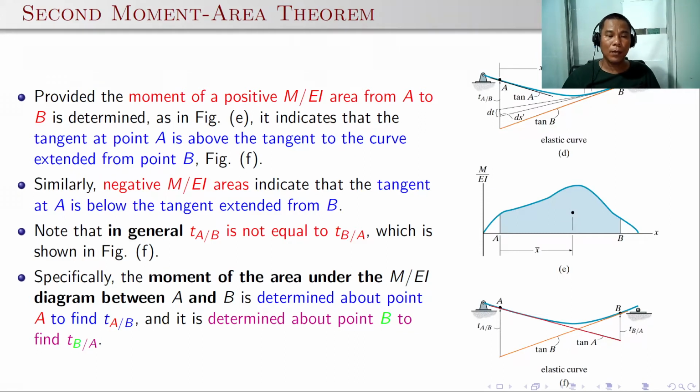The moment of the area under the M over EI diagram between points A and B is determined about point A to find the tangential deviation of A with respect to B, or t_A/B for short. And it is determined about point B to find the tangential deviation of B with respect to A, or t_B/A. I hope you understand this one. This would be the crucial part in using the second moment area theorem.